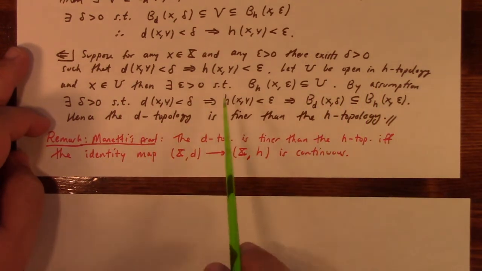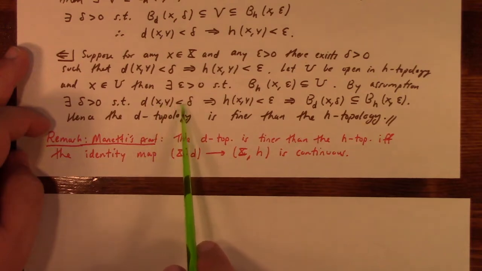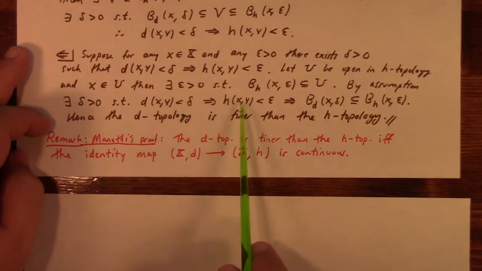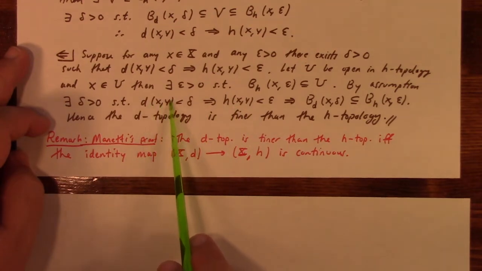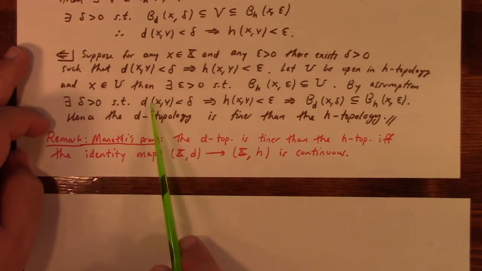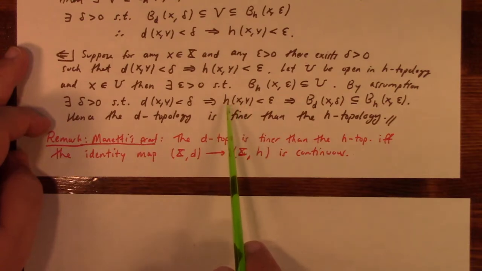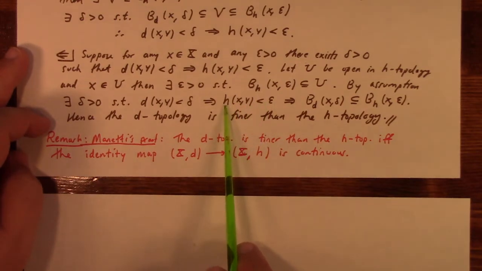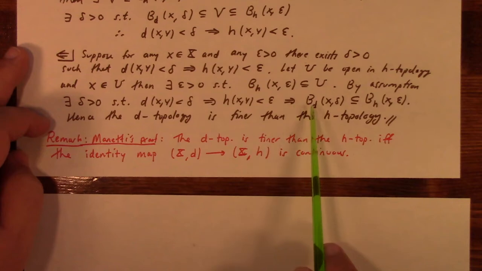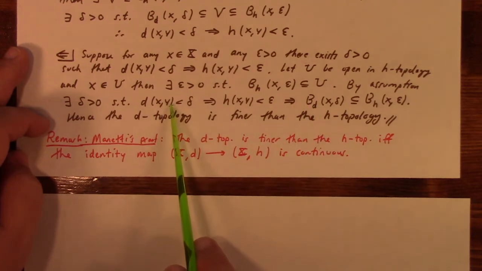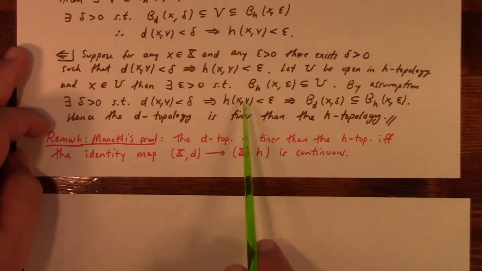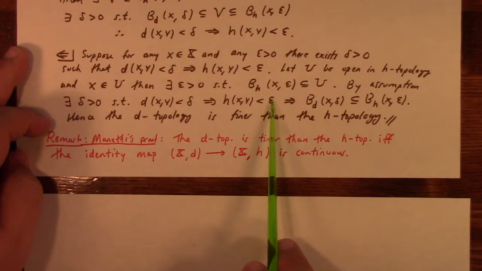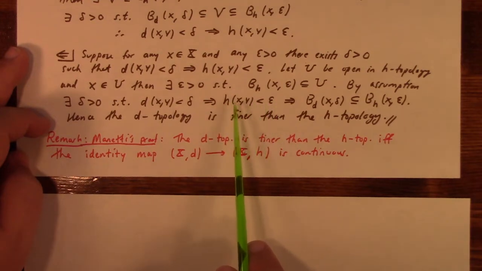And then by assumption, there exists a delta such that the delta ball centered at x is implying that the distance from x to y being less than delta in the d distance means that the distance from x to y is less than epsilon in the h distance. That's by the assumption. But that implies that y, an element of the ball of radius delta centered at x, means y is an element of the epsilon ball centered at x with respect to distance h.